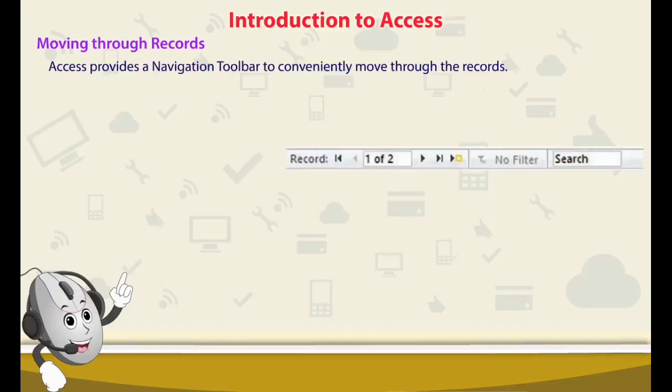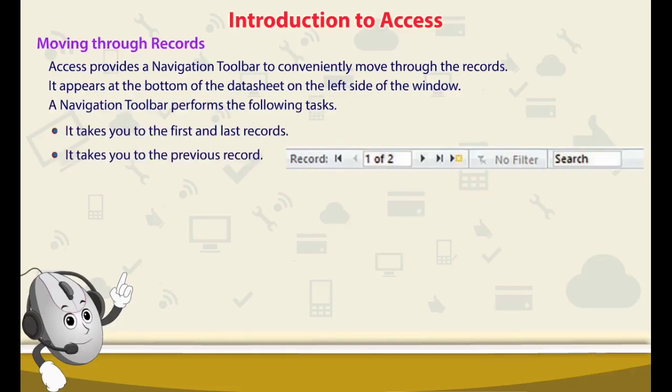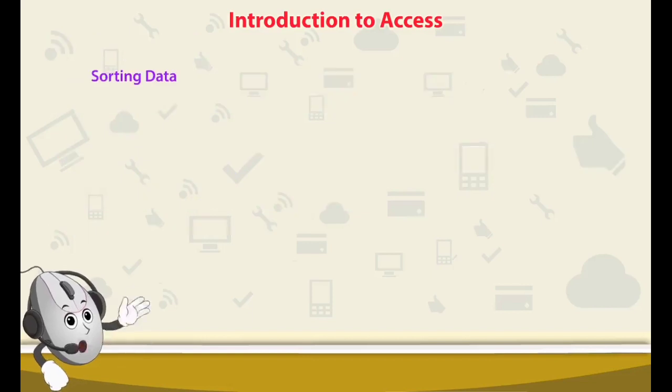Moving through records. Access provides a navigation toolbar to conveniently move through the records. It appears at the bottom of the datasheet on the left side of the window. A navigation toolbar performs the following tasks. It takes you to the first and last records. It takes you to the previous record. It takes you to the next record. It allows you to enter a specific record to be accessed. It takes you to a blank or a new record.